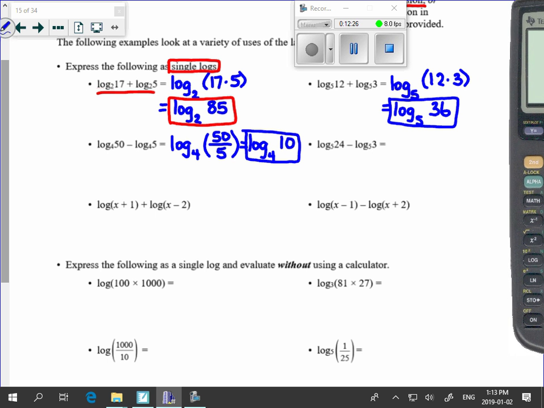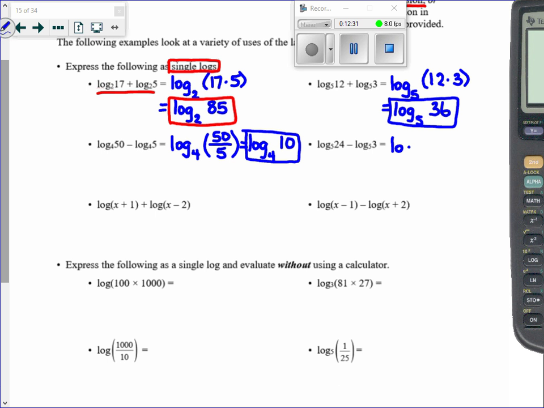Log in base 5 of 24 minus log in base 5 of 3. Well, they're both in base 5, so I can combine them into one single log. 24 divided by 3, which is log in base 5 of 8. Right, I hope you said 8.